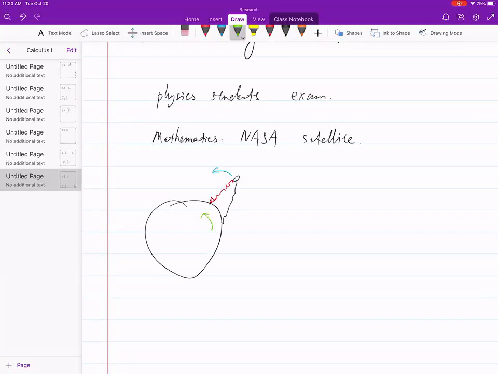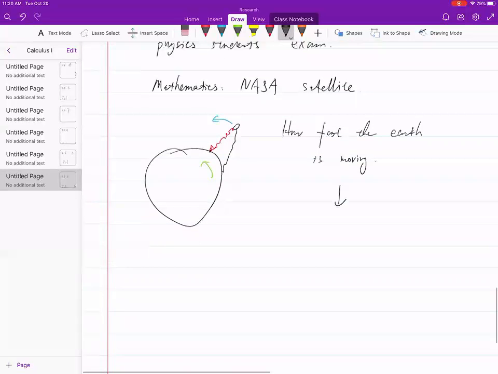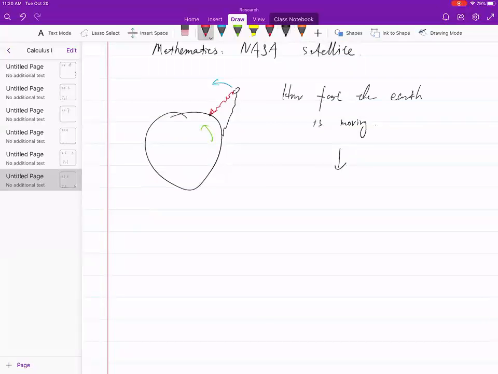Here's an interesting thing. They decided, well, we know how fast the Earth is moving. And we know the relationship between the radius of the Earth, the orbit of the satellite, and things like that. So we can set up an equation between them. Can we use all this information to figure out how fast the satellite is moving?